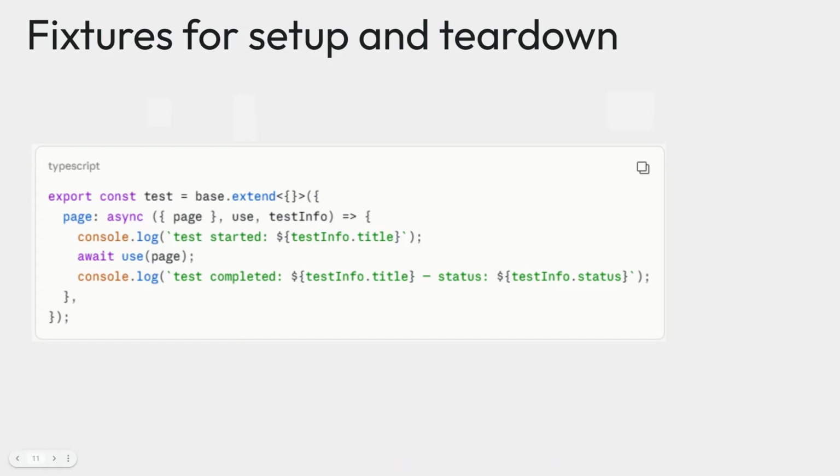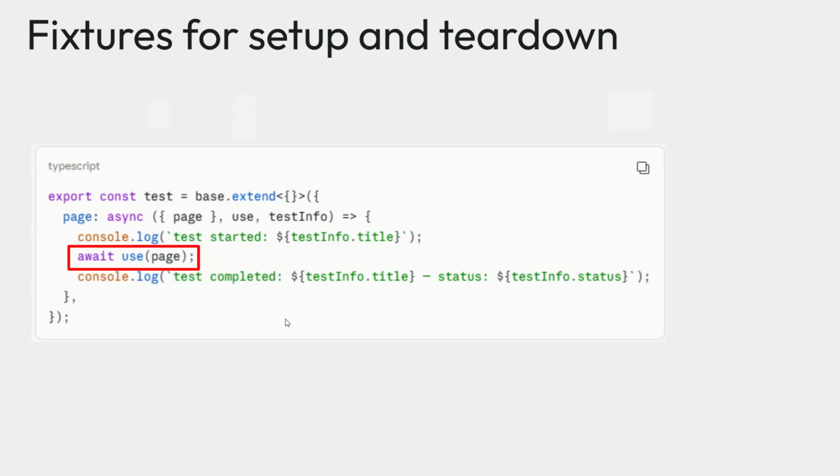Let's talk about use over here. Use is a callback function. Playwright passes it into your fixtures automatically, and it has one job: to mark a line between setup and teardown. So you have to remember one thing: everything before use is the setup, everything after use is teardown. So this is setup and this is teardown.